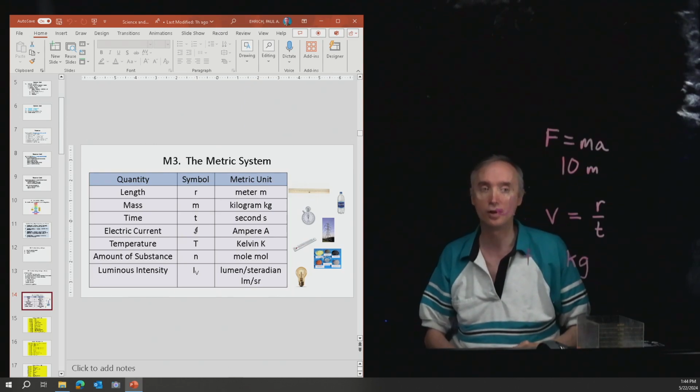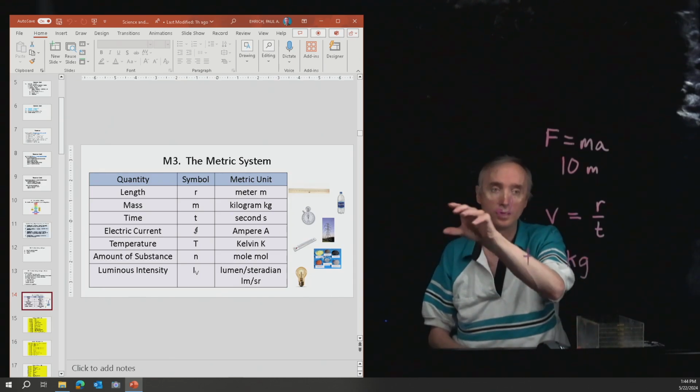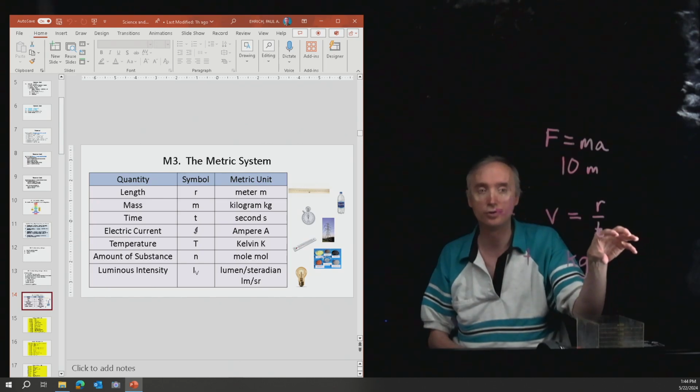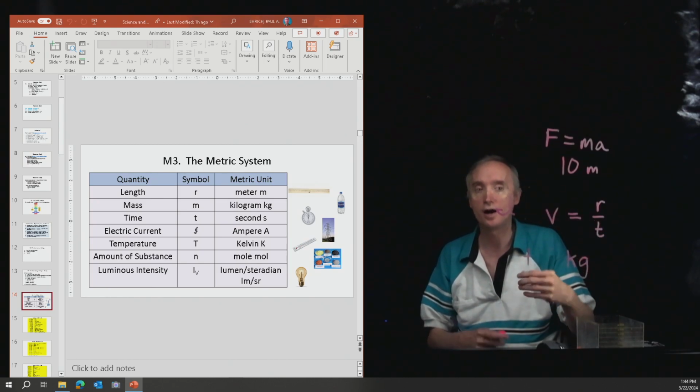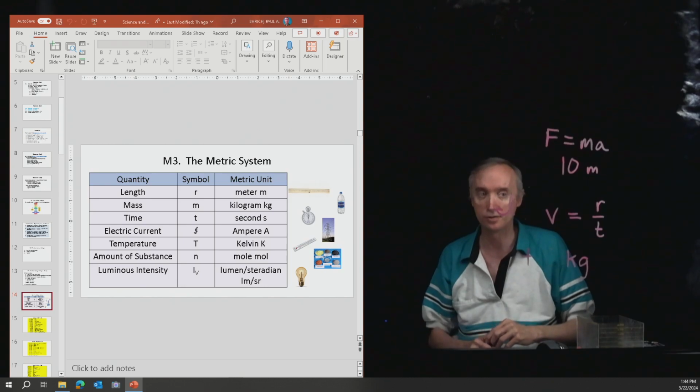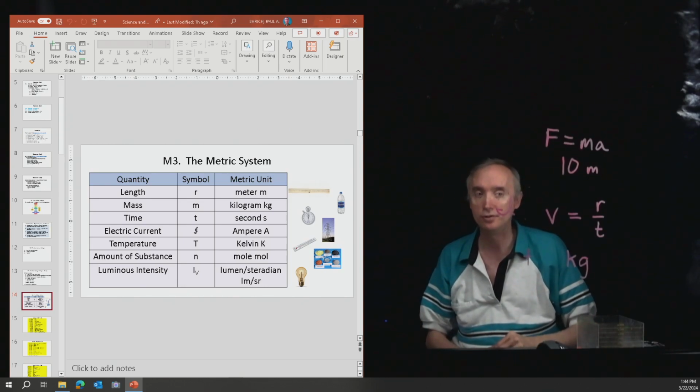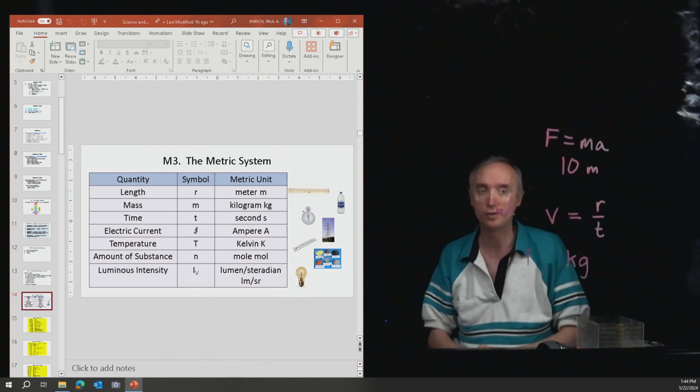It's going to be the flow of electric charges, most often in a wire. So the more electrical charges that flow in a wire per second, the higher the electrical current is going to be in that wire. The official metric unit is going to be called the ampere, and it's going to be abbreviated with the letter A.